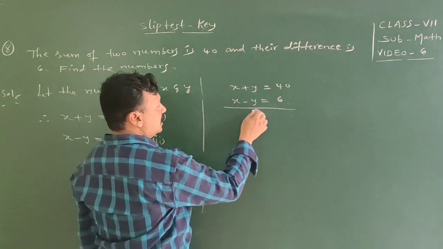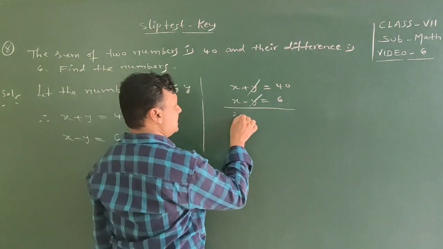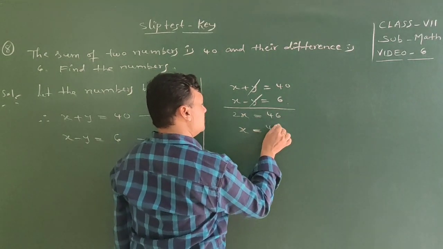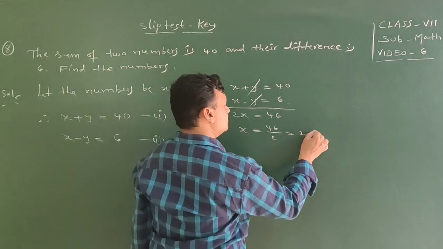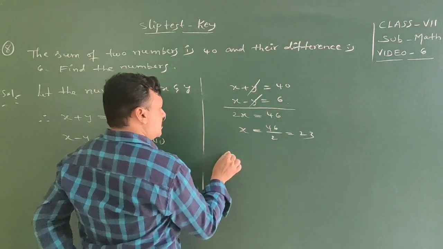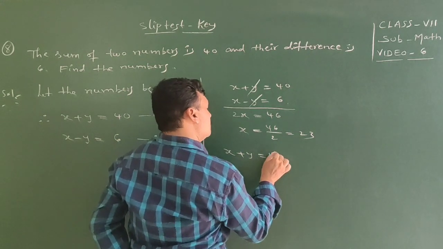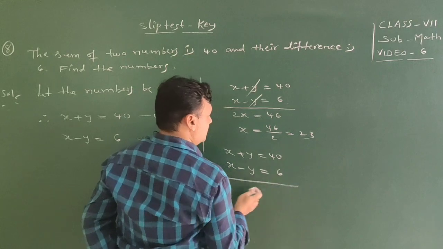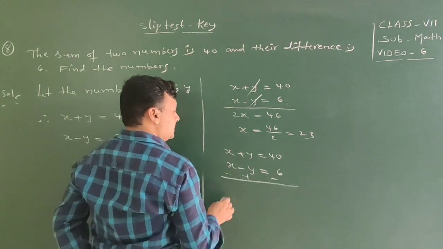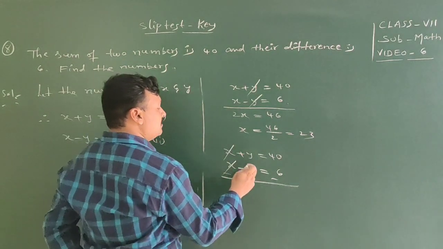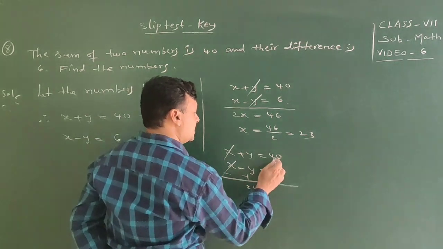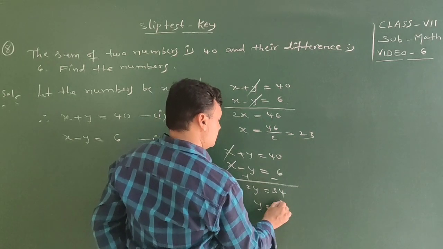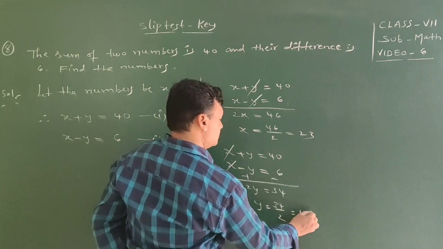If you add, y and minus y cancel, x plus x is 2x, 40 plus 6 is 46, and x equal to 46 by 2, 23. Now x plus y equal to 40 and x minus y equal to 6. If you subtract, x gets cancelled. Now y plus y equal to 2y, 40 minus 6 equal to 34, and y equal to 34 by 2, 17.